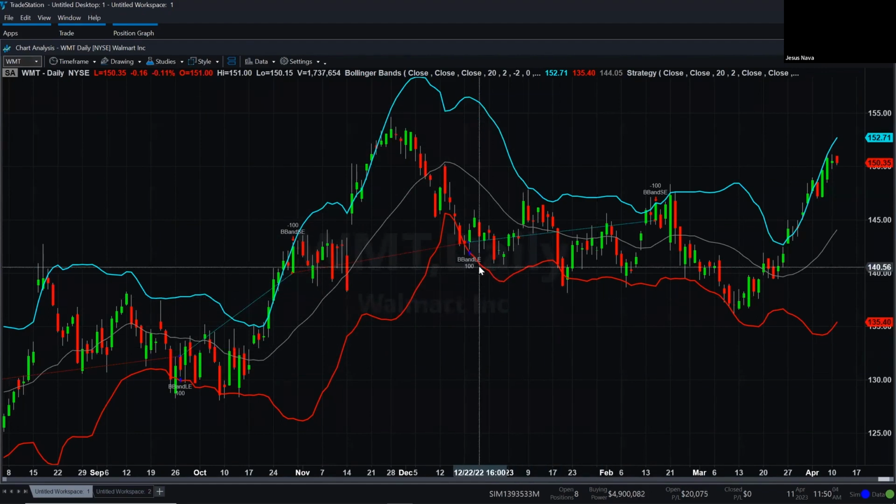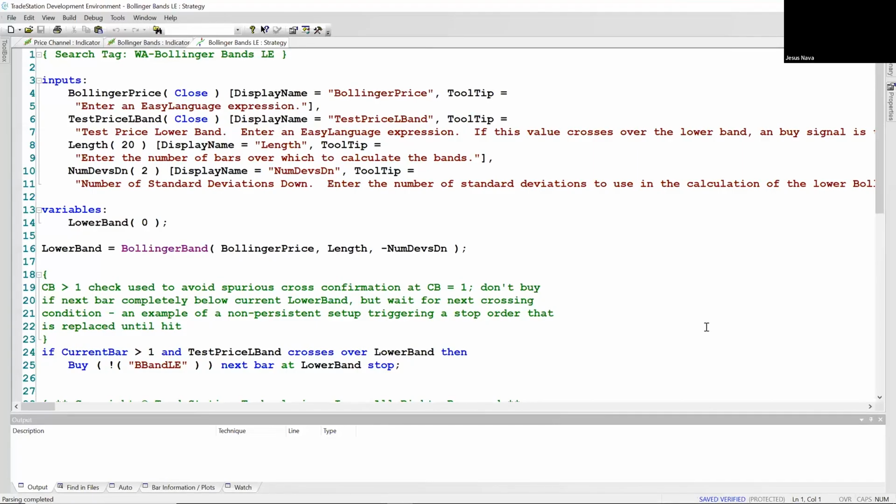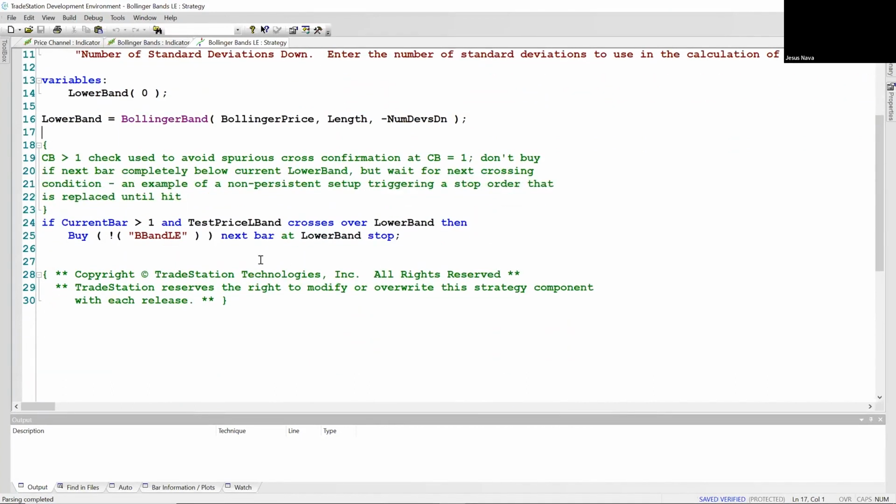What else can we say here? If I go into the strategy settings, let me right click on one of the arrows and go to edit EasyLanguage for strategy. Let me show you this long entry, for example. So it says, if the test price L band crosses over the lower band, again, we are at the bottom, below the lower band, and it crosses over the lower band, then it's going to buy. That's your bullish signal.